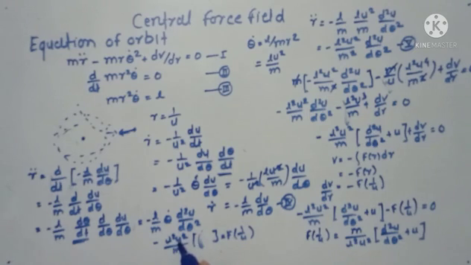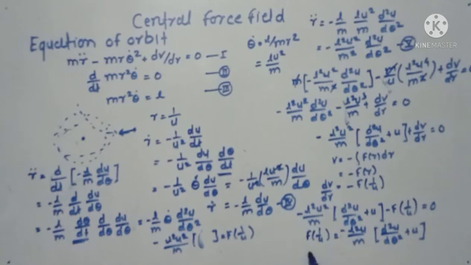Yes, see here, I have missed something. So f of u is equal to, so this will remain as it is. That's why I keep on saying don't miss any step. So it will become L square u square upon m. So this is nothing but the equation of the orbit for the central force field.